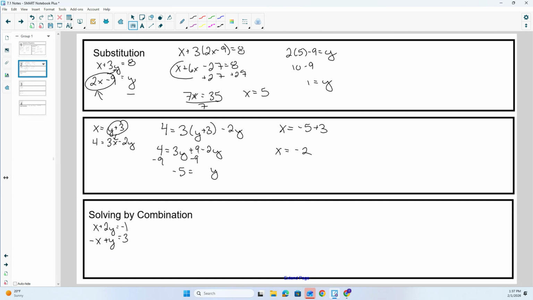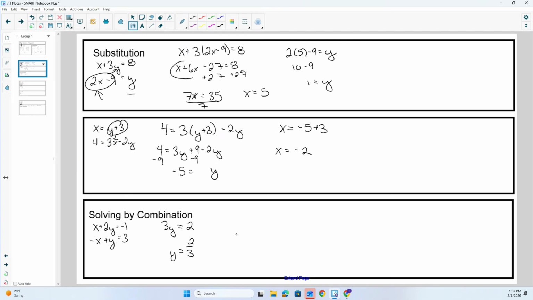Next one we're going to do is solving by combination, and this one we're combining. We can either do addition or we can do subtraction. It doesn't really matter, but I personally like to do addition because it just seems to be easier. We don't make as many mistakes. In this case, if we add these two together, the x plus negative x cancels out. 3y plus y gives me 3y. And negative 1 plus 3 is 2. And then we divide by 3, and y is equal to 2/3.